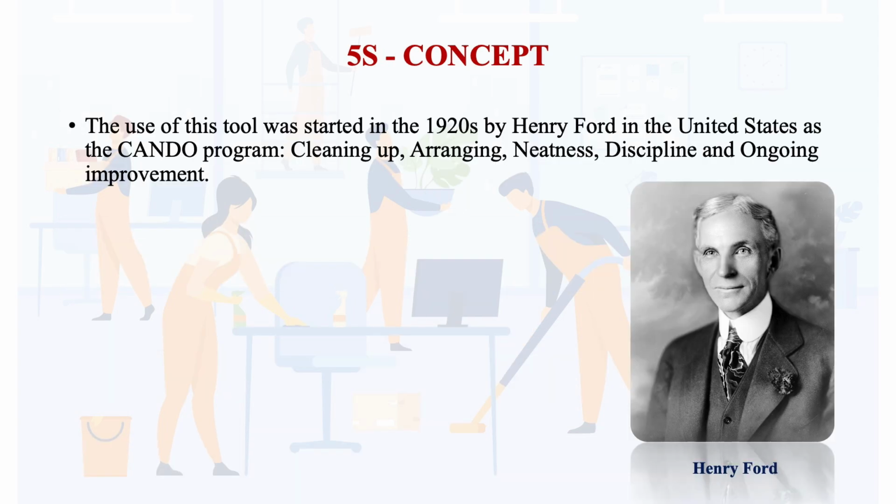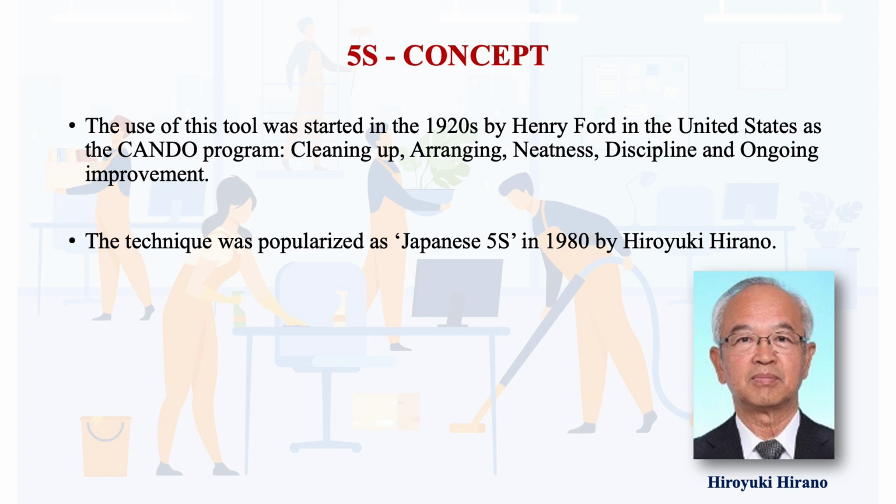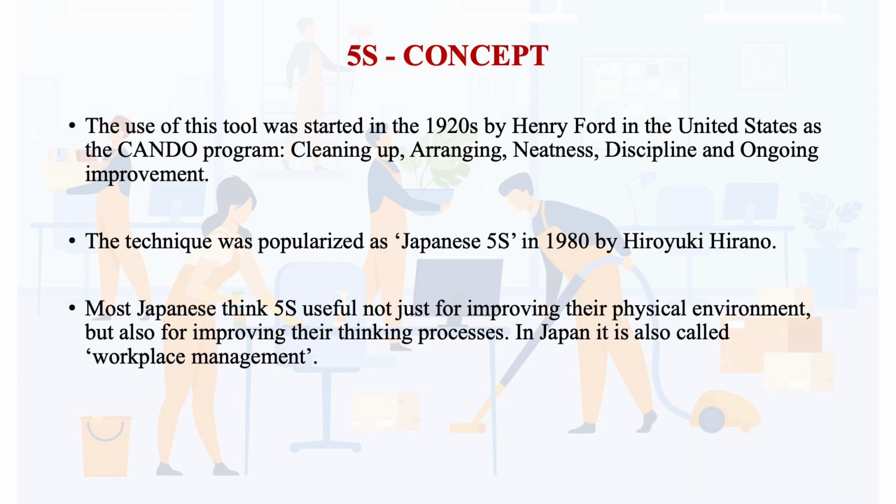The use of this tool was started in the 1920s by Henry Ford in the United States as the CANDO program. CANDO means cleaning up, arranging, neatness, discipline and ongoing improvement. The technique was popularized by Japan as Japanese 5S in 1980 by Hiroyuki Hirano. Most Japanese think 5S is useful not just for improving their physical environment but also for improving their thinking process. In Japan, it is also called workplace management.